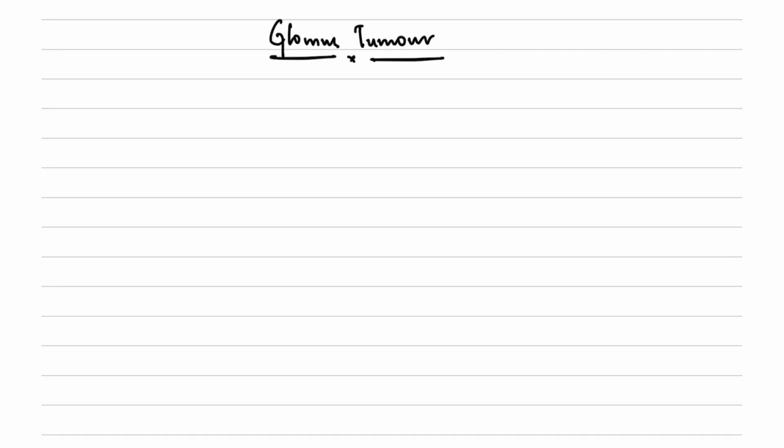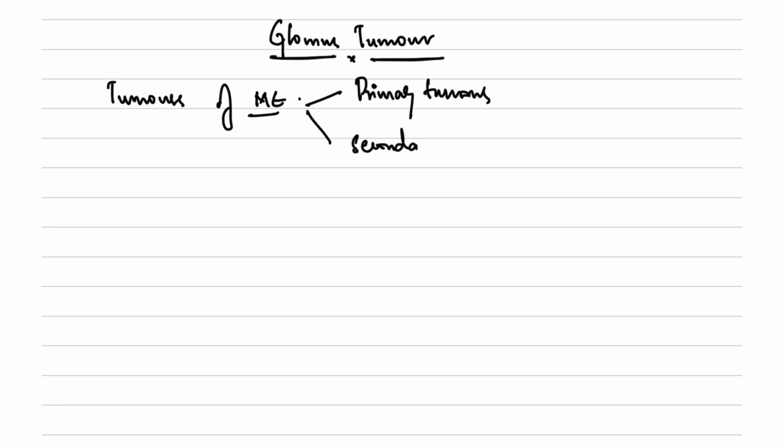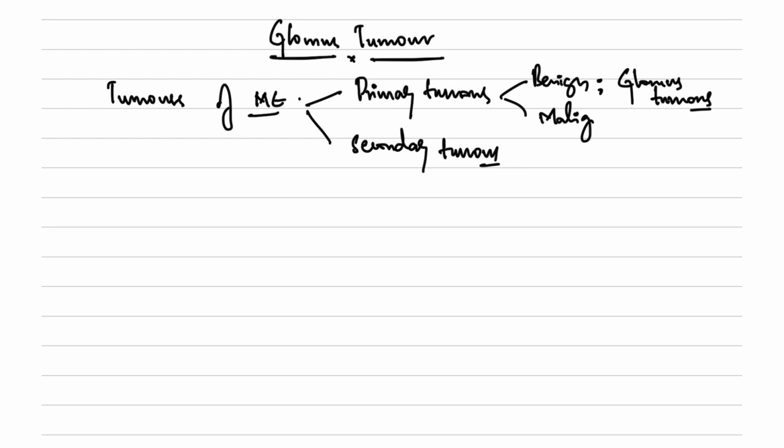So basically in this video we'll be discussing the tumors of the middle ear. Basically we have two types of tumors: primary tumors, followed by secondary tumors. In the primary tumors again we have the benign and the malignant. In the benign we have something called the glomus tumor. So today's topic of discussion will be about glomus tumor.